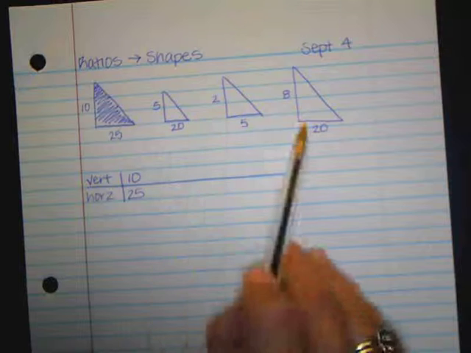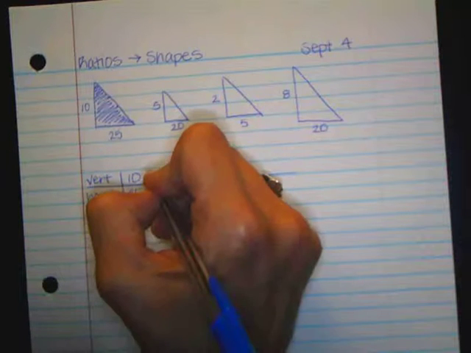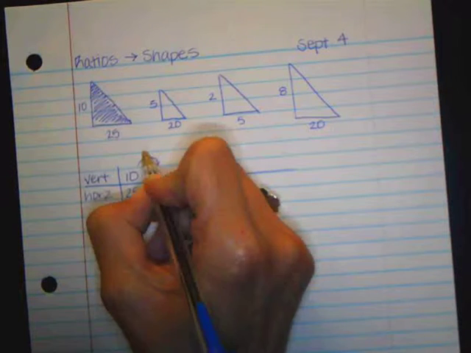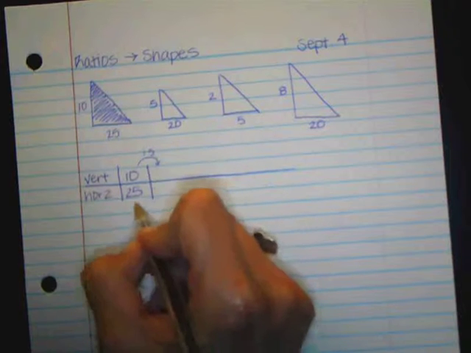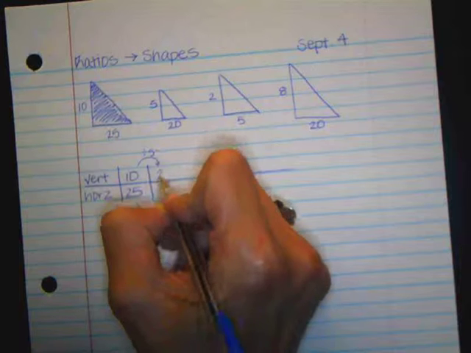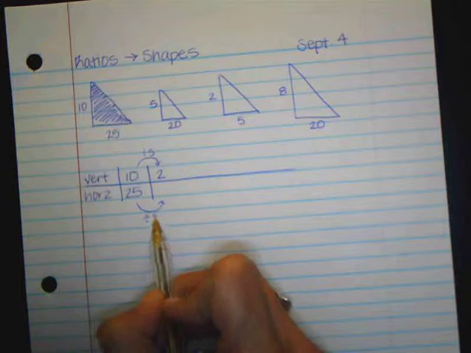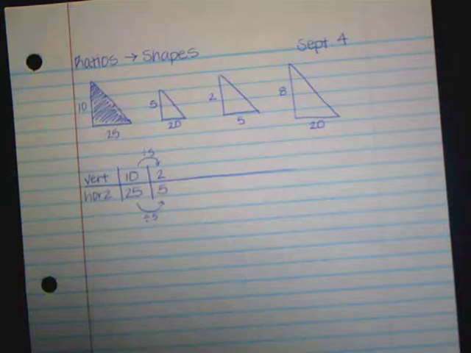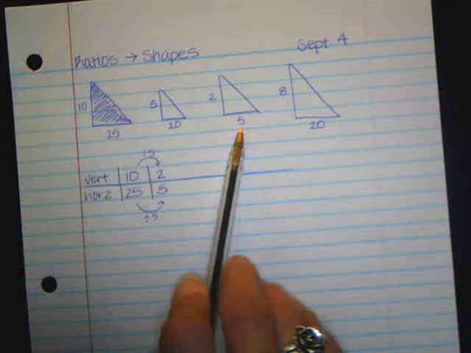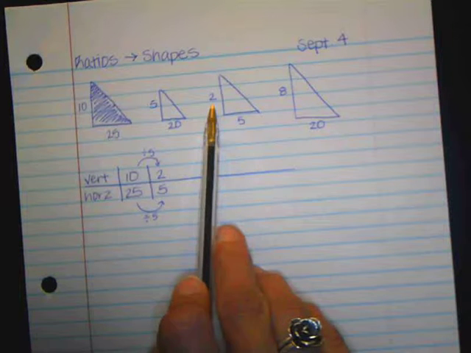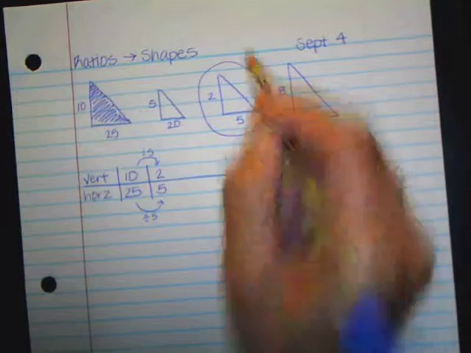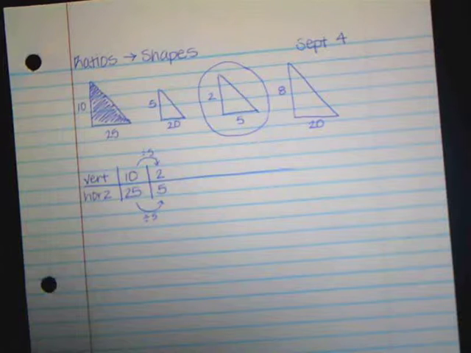Before I start looking at the numbers, I'm just going to play around on my ratio table. I noticed that with my 10 and my 25, if I divide both numbers by 5, I have another equivalent ratio. 10 divided by 5 is 2. 25 divided by 5 is 5. You may notice when you glance back up, there is a triangle with a vertical side of 2 and a horizontal side length of 5. So this means that this triangle is similar to my shaded triangle.